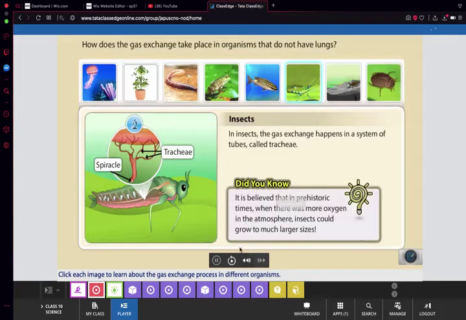And here is also a fact. It is believed that in prehistoric times, when there was more oxygen in the atmosphere, insects could grow to much larger sizes.